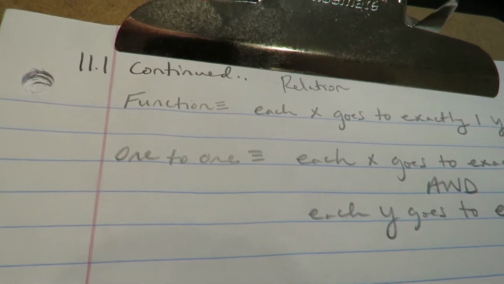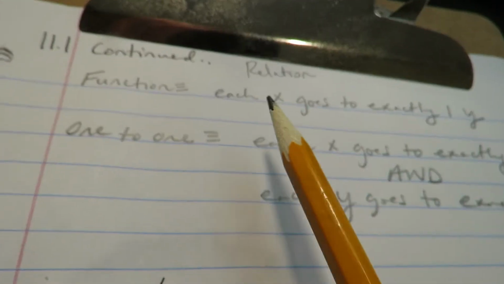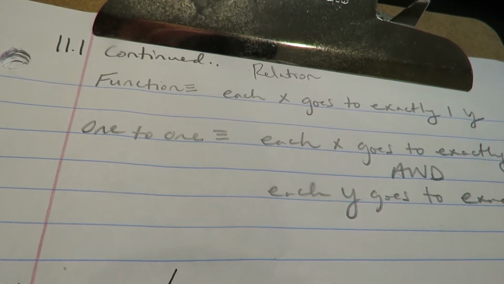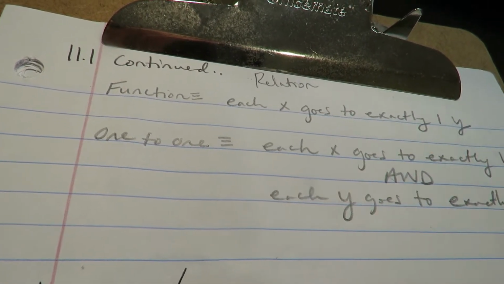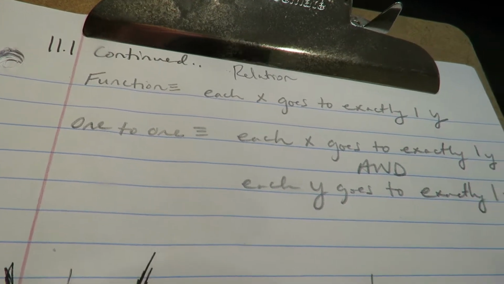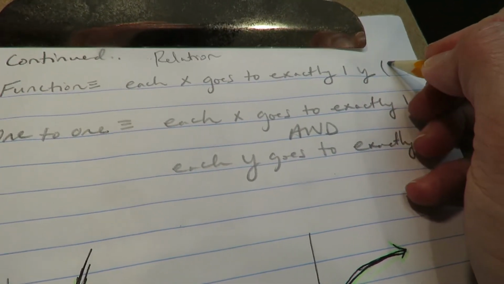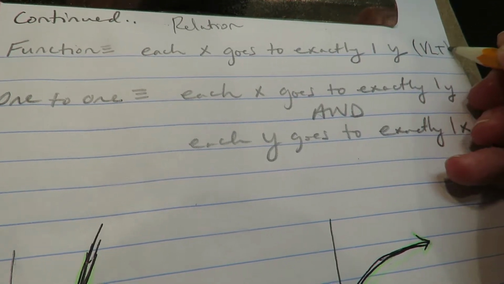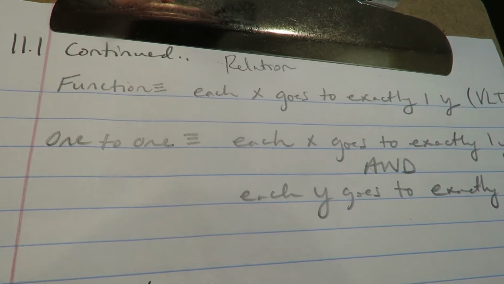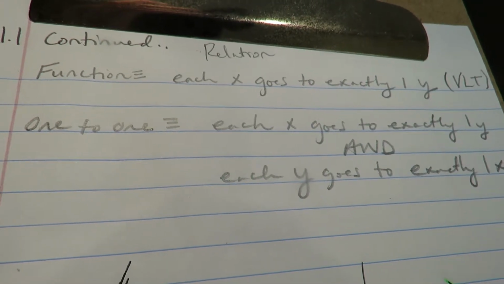The second floor would be a function. So now there's a rule. Each x goes to exactly 1 y. That's how you're doing the pairing. There's a rule to the pairing. That means that the graph has to pass the vertical line test. If a graph passes the vertical line test, it's a function.